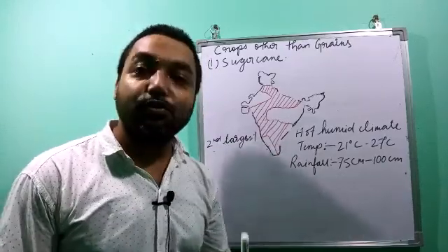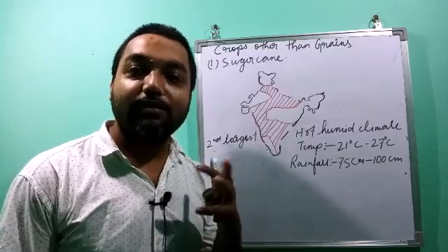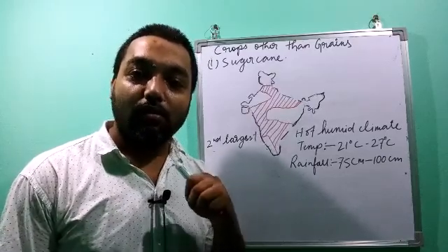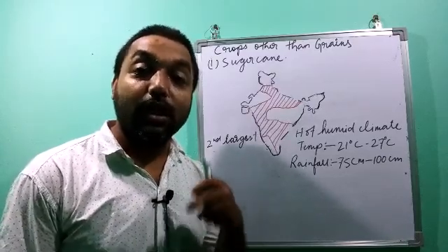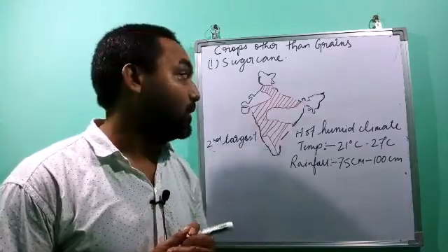Sugarcane is used for producing mainly sugar, then gur, then khandsari. These three things are very important that we can produce from sugarcane. Apart from this, sugarcane juice also can be drunk. It is very good for health also.